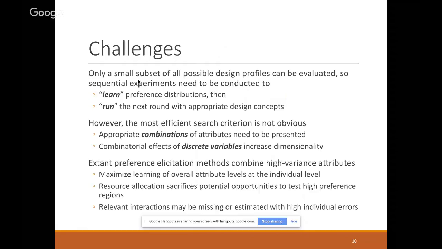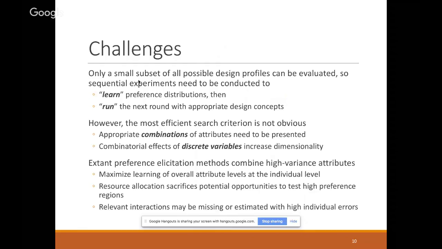That means if you have higher variance of preference parameters, you know less about this attribute level of the consumer's preferences. So this is actually maximizing the learning from a researcher's perspective.